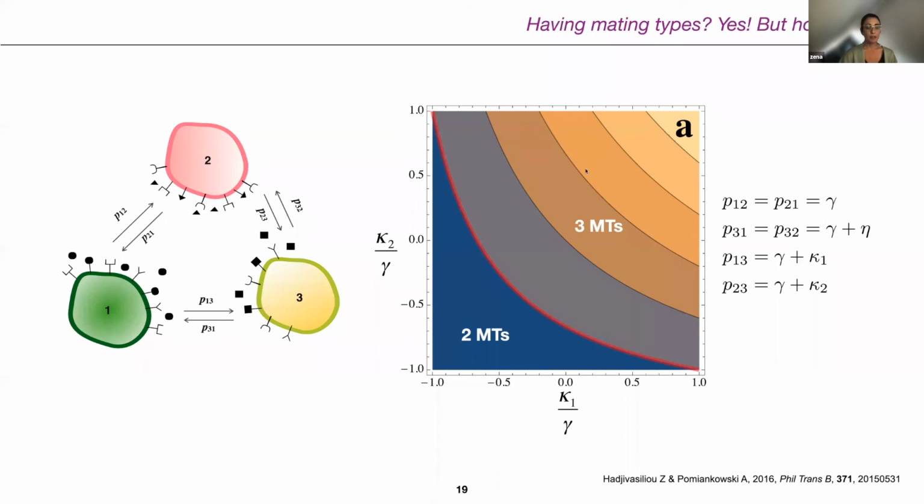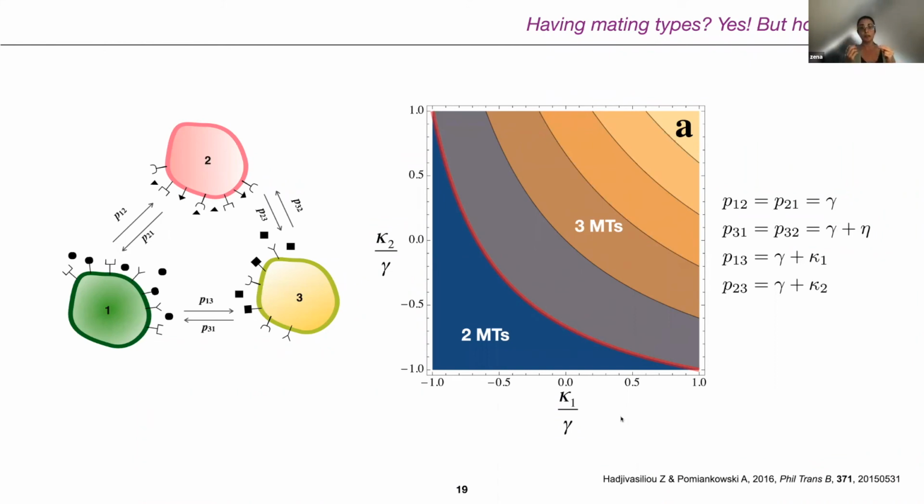So this phase diagram here shows you the space where the 3rd type invades. The first insight here is that the value of eta does not matter. Mating type 3 can like the 2 resident mating types as much as it wants, but it will not invade unless it's also liked sufficiently by the residents. And in fact, if kappa 1 and kappa 2 are sufficiently small, the 3rd type will not invade.